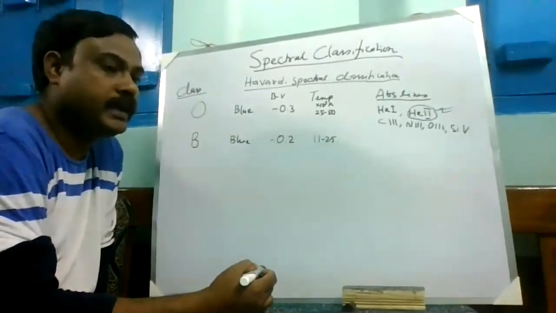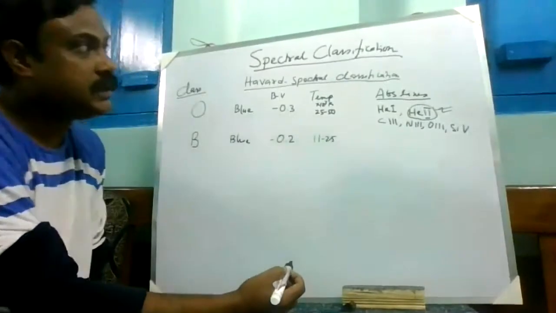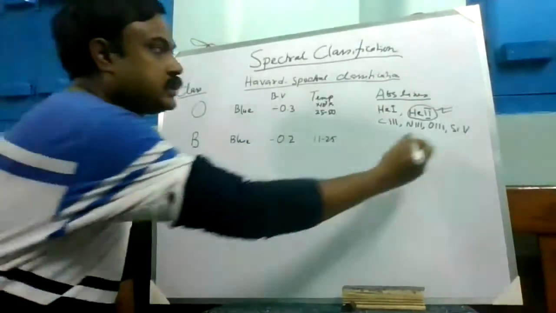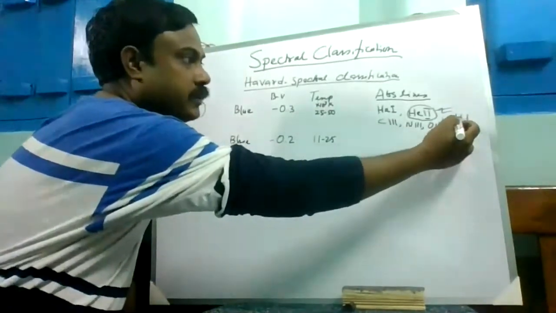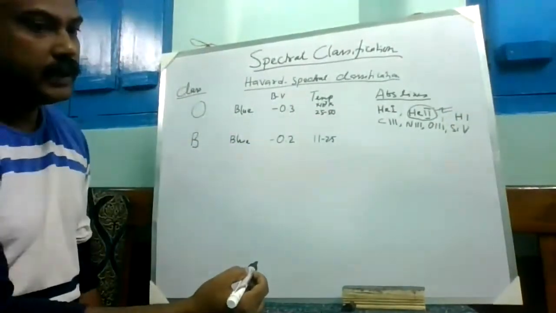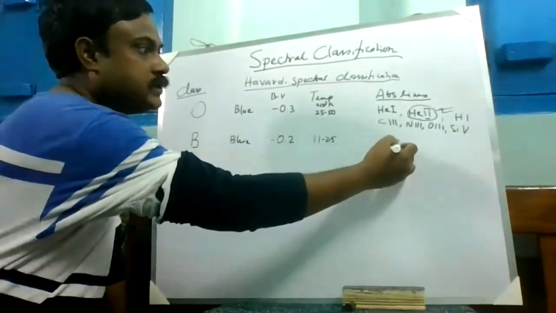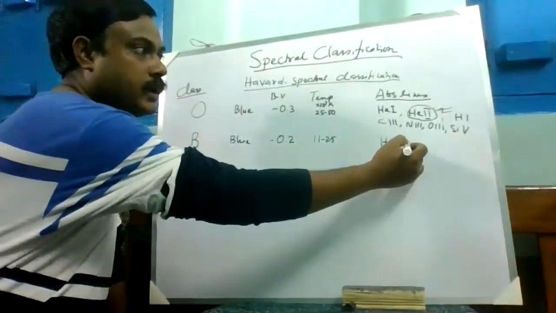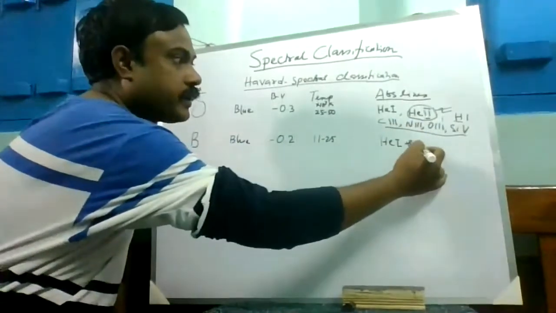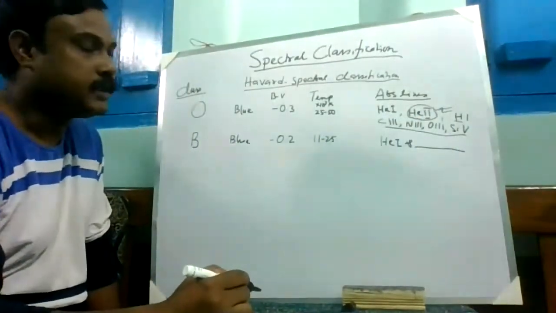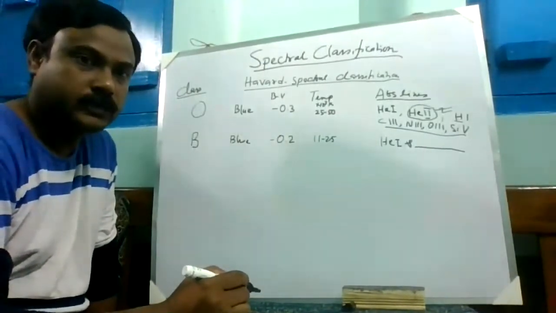And here, all the absorption lines present in the O class are also present. The hydrogen 1 line is also there, but very weak. Here the helium 1 line is stronger, and other lines are also there, but here the helium 1 line is stronger than helium 2.